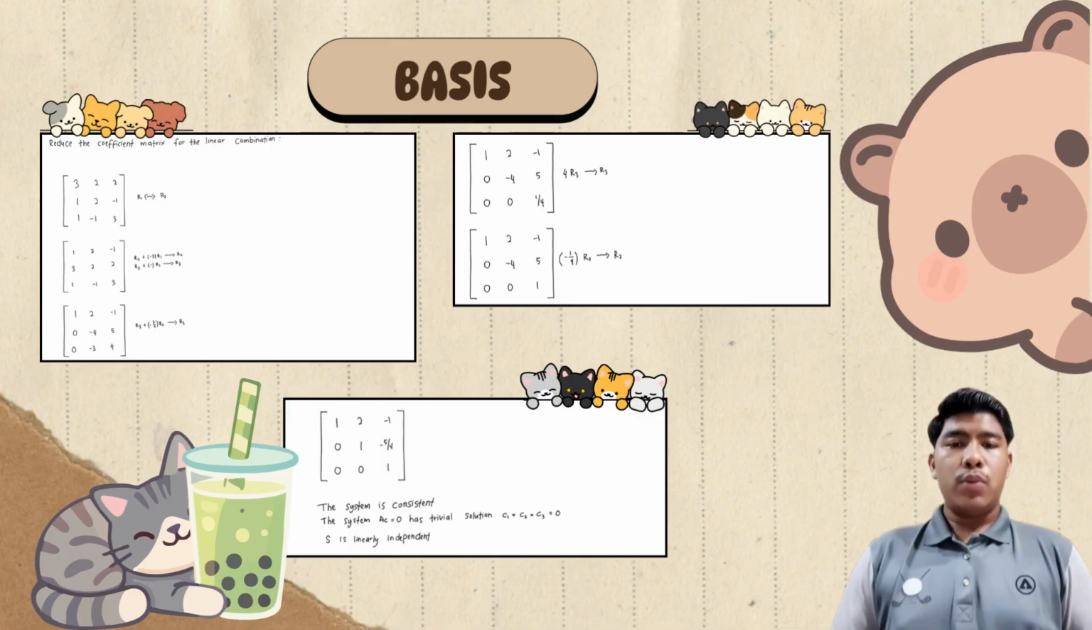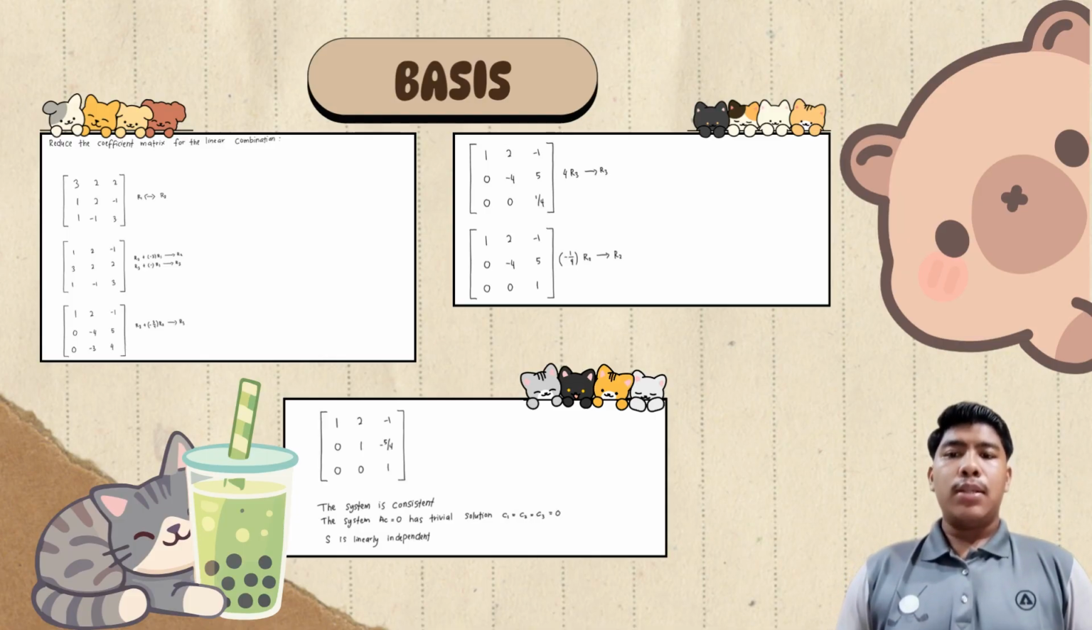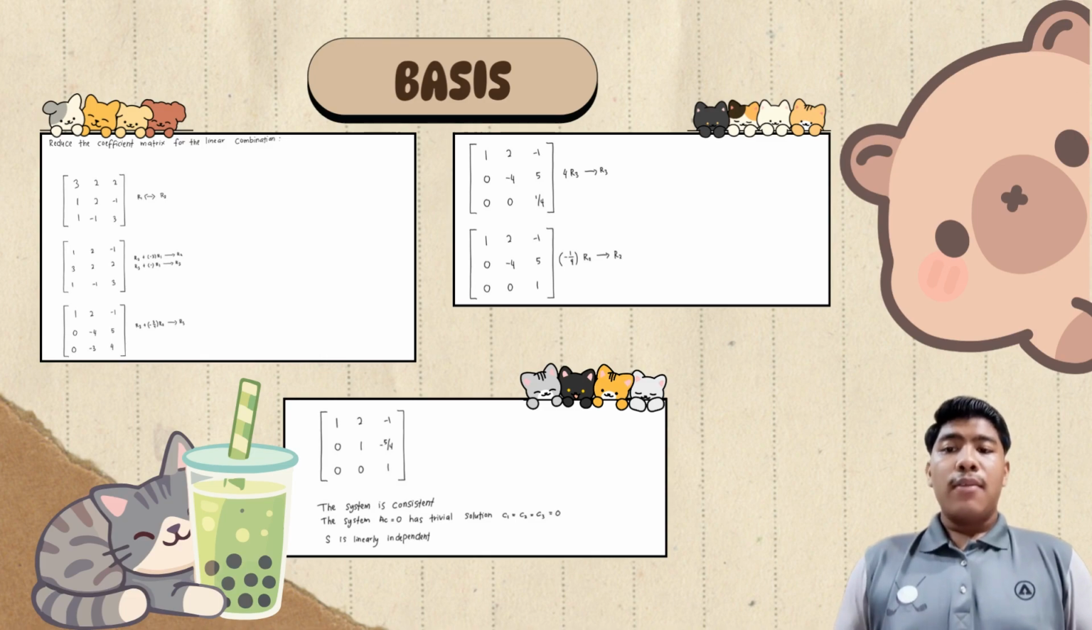First, we interchange row 1 and row 2 so that the first pivot becomes 1. This makes the elimination process easier. Next, we perform row operations to eliminate the entries below the first pivot, creating zeros underneath it. Then, we continue using the second pivot to eliminate the remaining entries until the matrix is in row echelon form. Finally, we normalize the pivot values to obtain the final matrix. From the final matrix, we can see that every variable has a pivot.